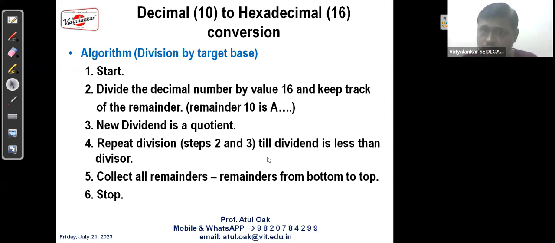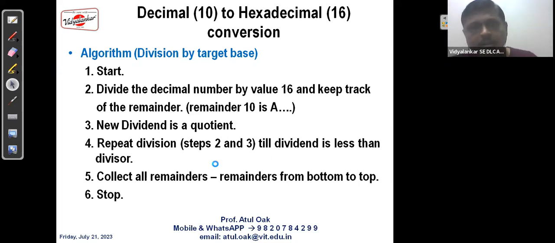Yes, if you try to do it all together, you may find it complex. But if you do it in groups, then it will be simple, because basically what we are doing is dividing by 2 or 8 or 16, or we are multiplying by 2 or 8 or 16. That's all.